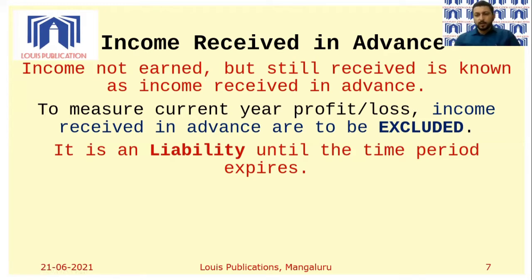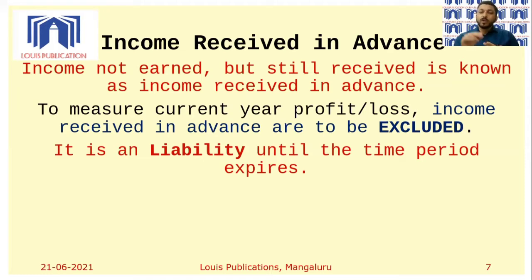Suppose I am the landlord. I have given one of my houses on rent, and there is a tenant. That tenant, in the month of February, is paying me February, March, April, and May months rent. February and March months rent relate to the current year. So when it is March 31st, when the period expires, that will become an income for my business. Rent received will become an income.